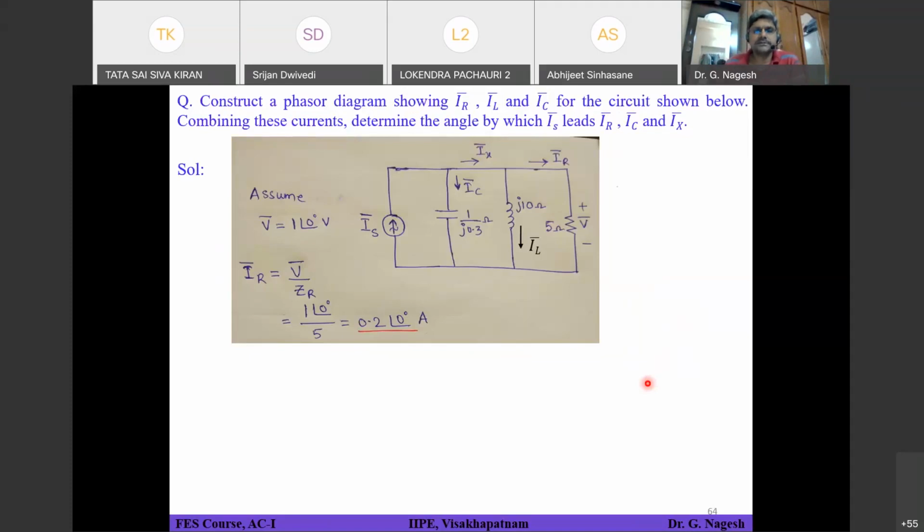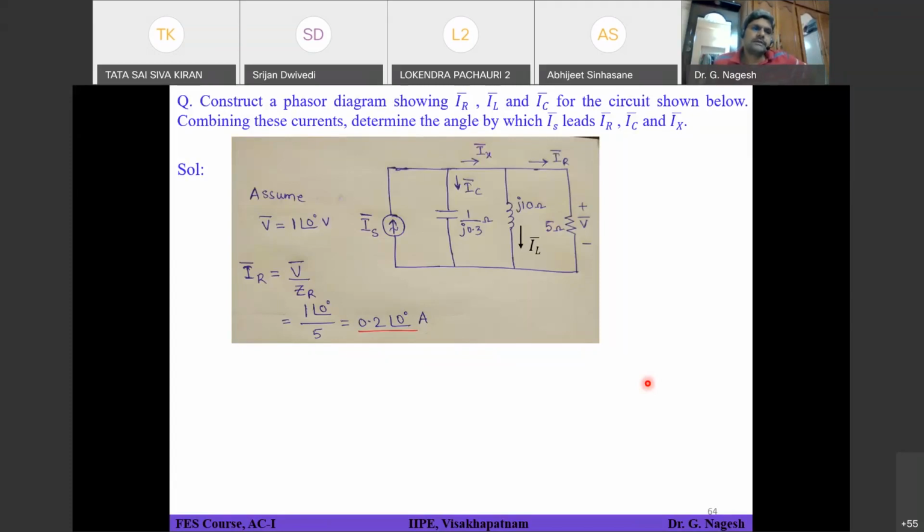It is always better to take current as your reference phasor and calculate the other parameters and plot the phasor diagram. If you are having a parallel circuit as shown now, it is always better to have voltage as your reference phasor, because the voltage across all the elements shown here will be the same, and the currents may be leading or lagging based on the nature of the element.